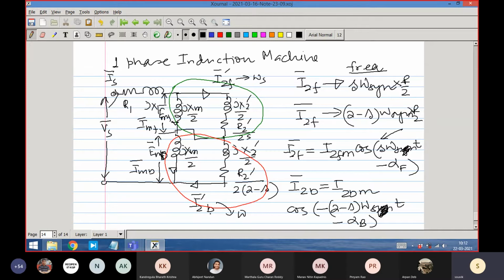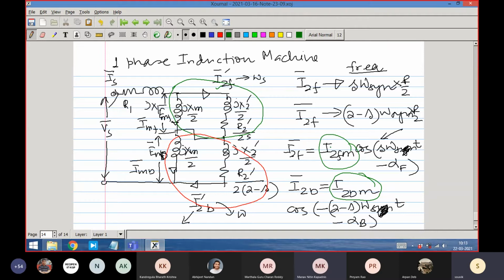So how are they linked? The peak of this one is linked to this peak, and the peak of this one is linked to this peak. But they are at a different frequency. Very interesting. So this is what is happening inside the machine.